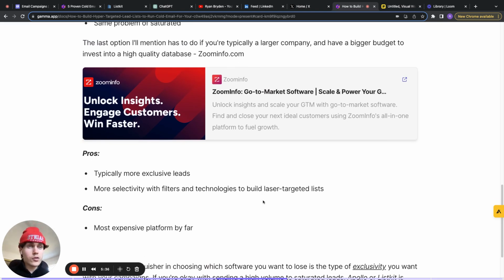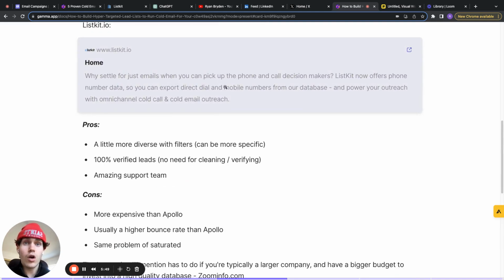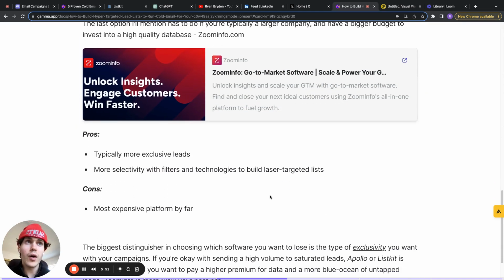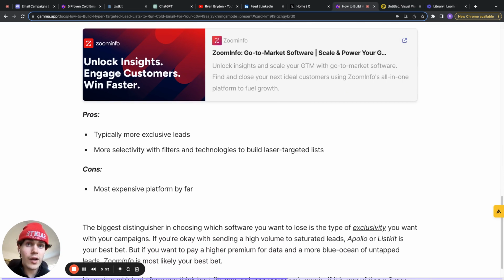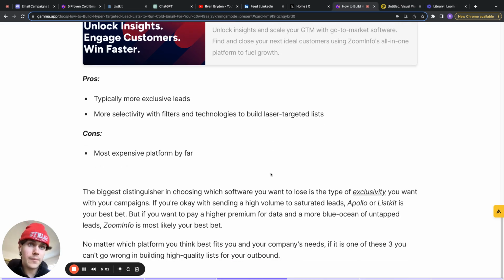So if you're just trying to run outbound on a bit of a smaller scale, you're not really sending as much. You're not really as focused on it for bringing you and your company new business. Maybe these two are a bit of a better bet for you. But if you're really trying to get in touch with some more exclusive leads and have some super specific filtering on who you're reaching out to, ZoomInfo is probably your best bet.